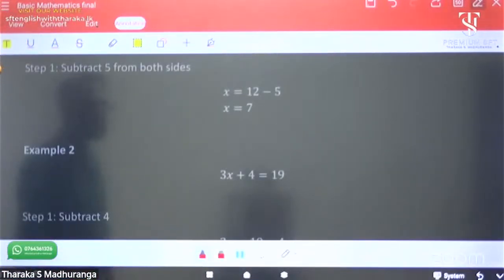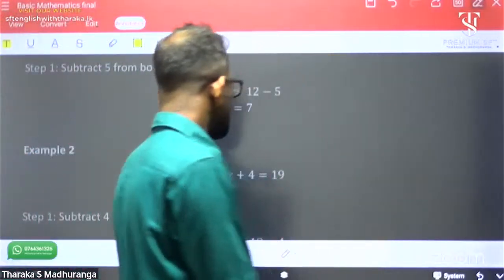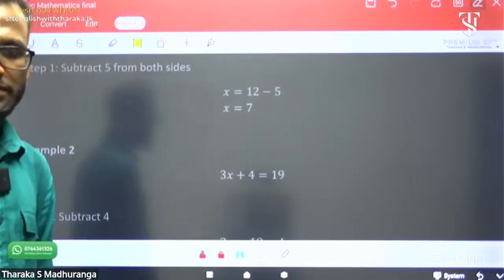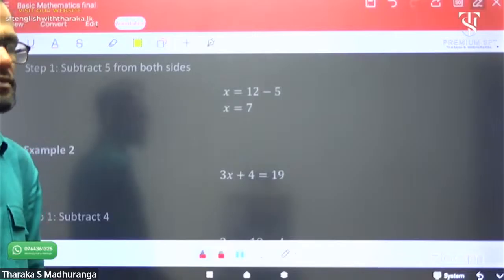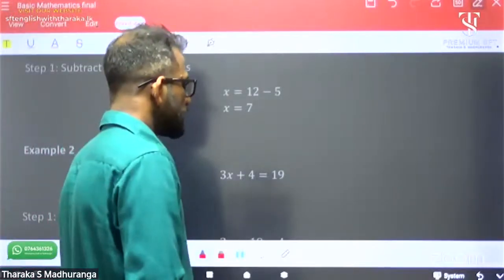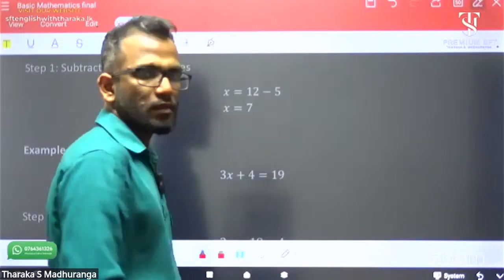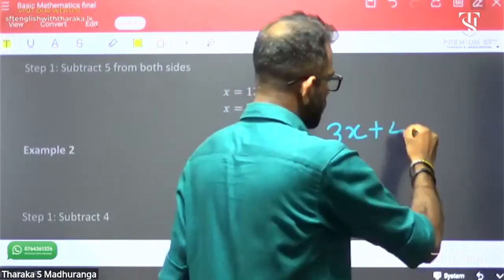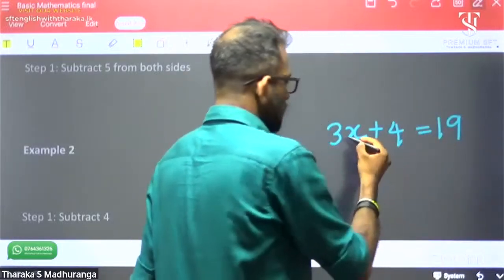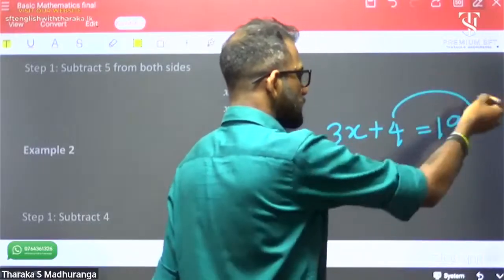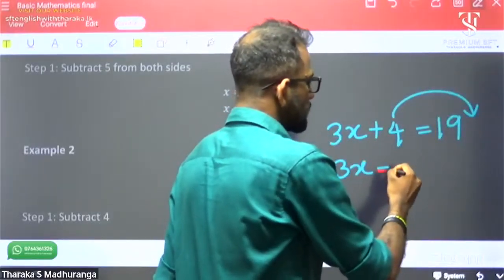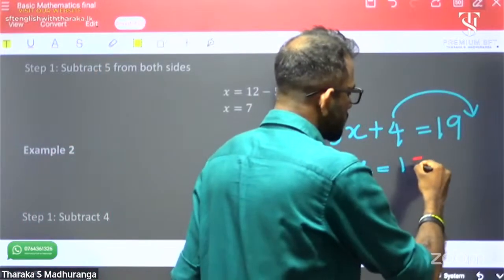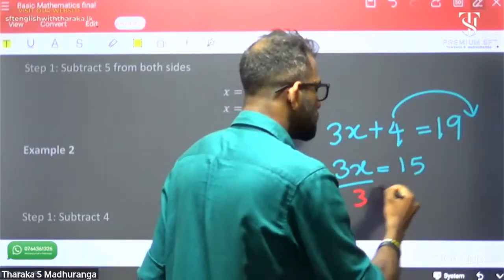Okay, 3x plus 4 equals 19. You can move the 4 to the right side, then 3x equals 19 minus 4. 19 minus 4 is 15, so 3x equals 15. Divide both sides by 3.